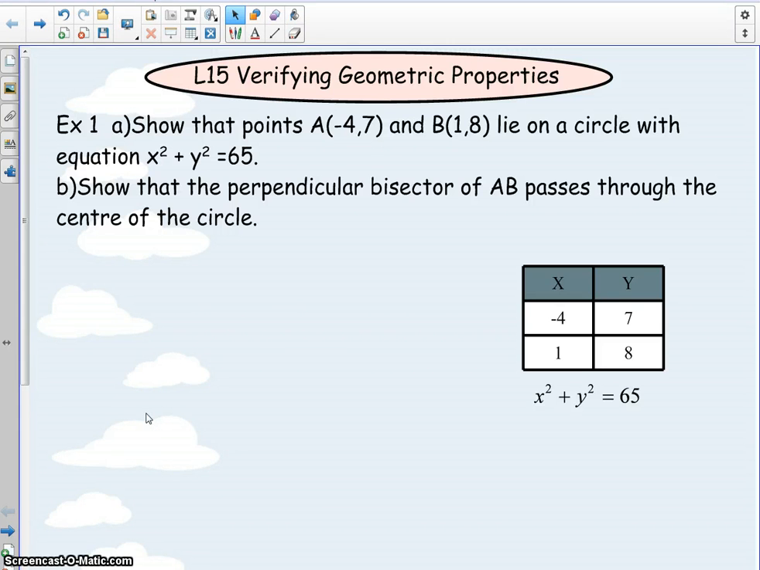Alright, so the last thing we're going to do with this lesson, now that we've spent some time using all the concepts we learned in this unit to prove or classify different types of shapes, is use these concepts to try and prove some geometric properties.